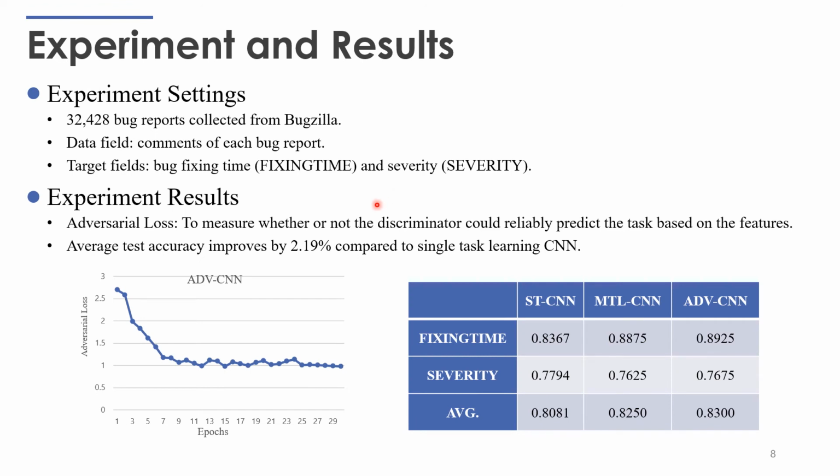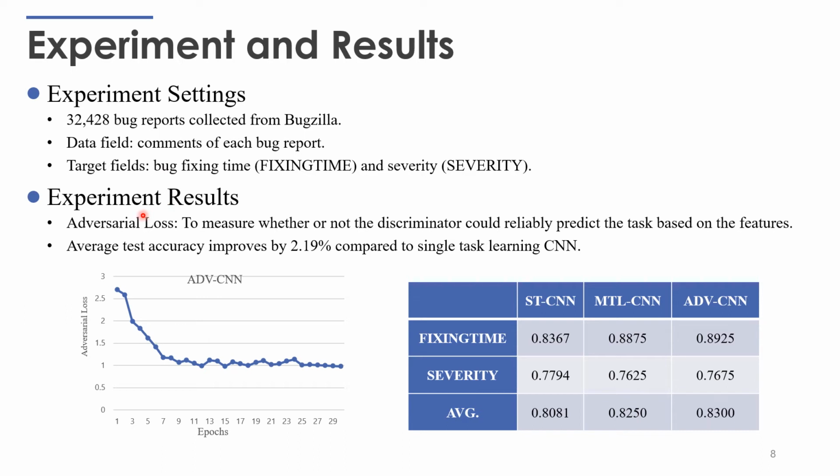Okay, so now I'll introduce to you the experiment settings and the corresponding results. We used over 32,000 bug reports collected from Bugzilla, which is a bug reporting system held by Mozilla, and we use the comments of each bug report as the data field. And as for the target fields, we use the bug fixing time and severity of the bug reports.